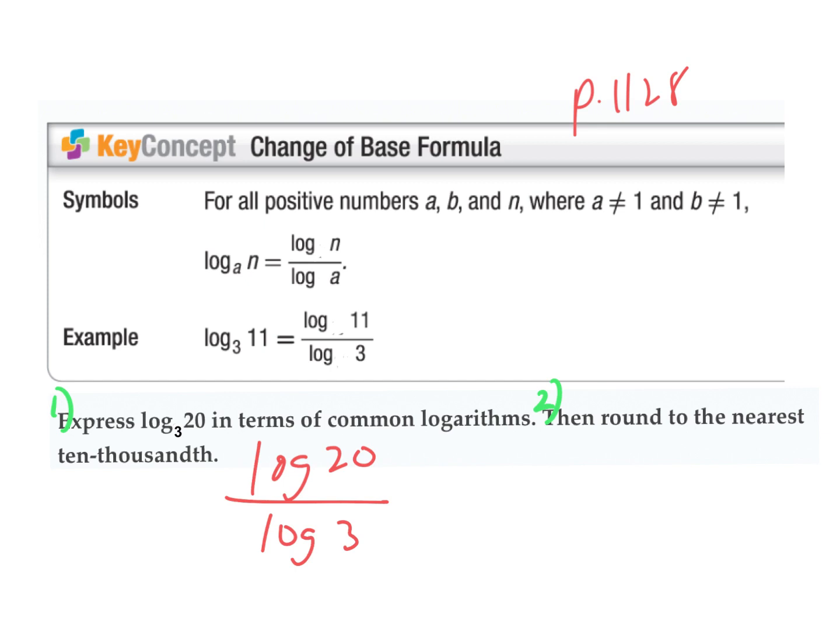Again, let's think about this a little bit. 3 to what power equals 20? That's what we're trying to figure out. We're figuring out the power that we need to raise 3 to equal 20. Well, we already know 3 to the third is 27, so it's going to have to be less than 3. But it's going to be bigger than 2 because 3 squared is 9. So it should be between 2 and 3, which it is. 2.7268. How many had that?